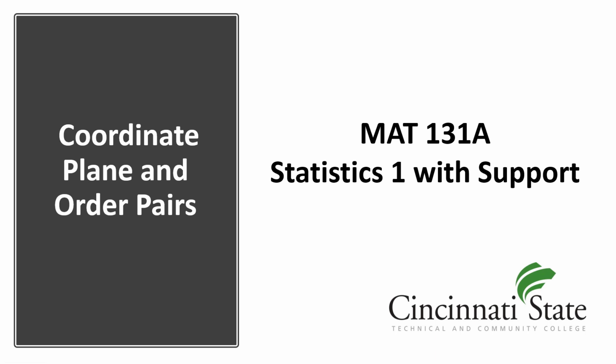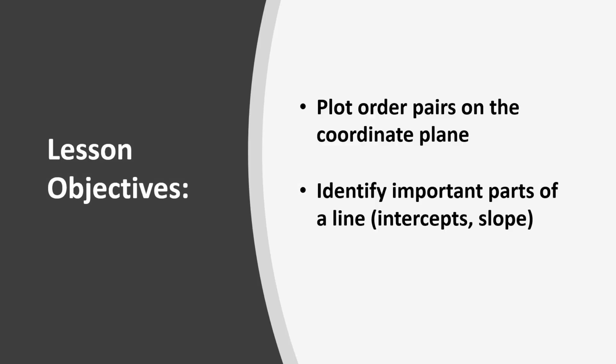Coordinate plane and order pairs. Lesson objectives: plot order pairs on the coordinate plane. Identify important parts of the line, and that would be the intercepts and the slope.